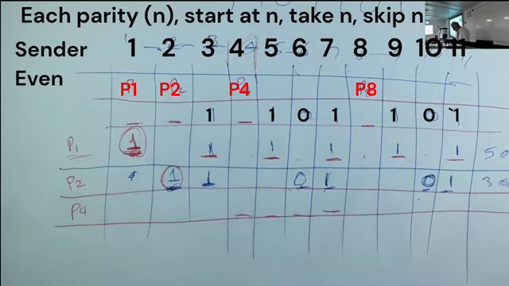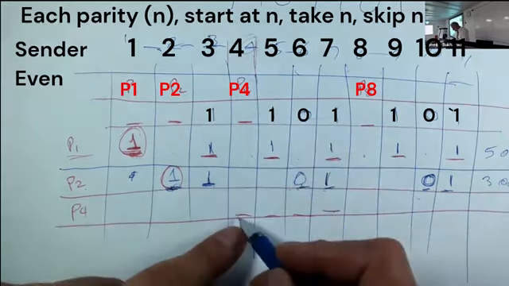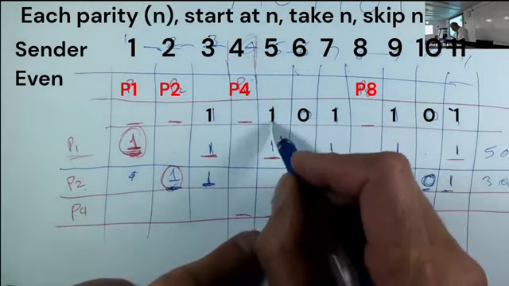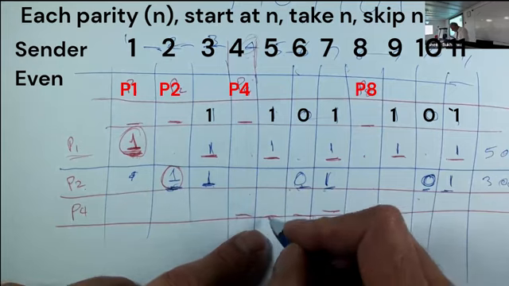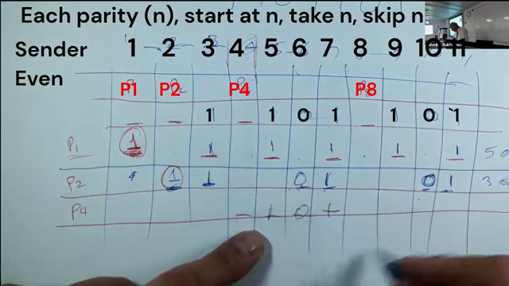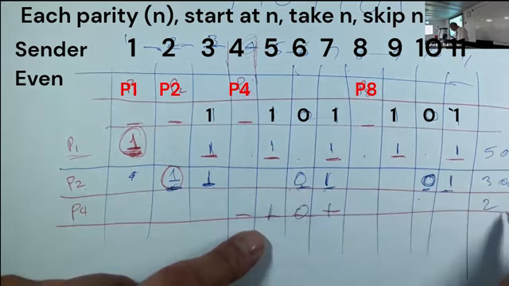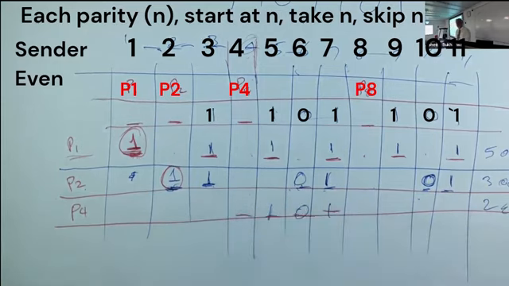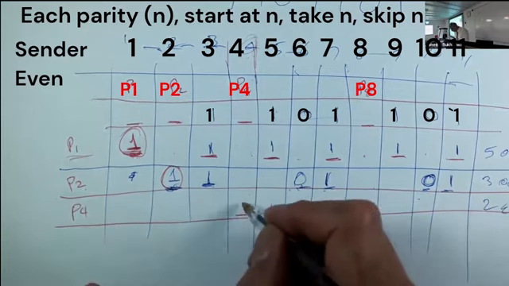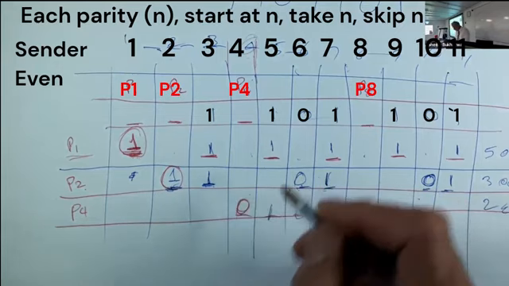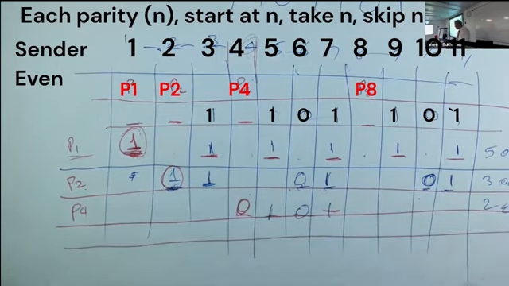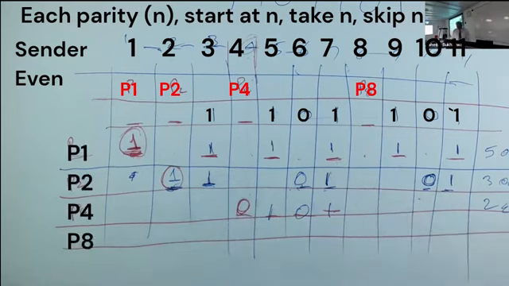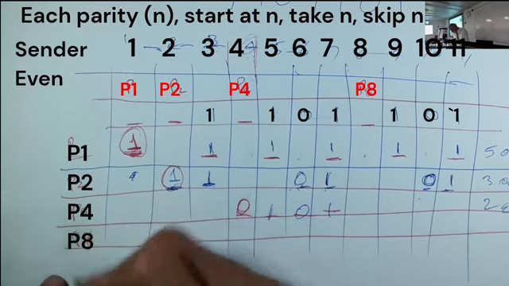So let's fill this. We don't know what parity 4 is, but we have 5, 6, and 7. They're already data 1, 0, 1, and that's 2, which is an even number, so we should add a 0. So this bit 4 should be a 0. All right? Everybody's happy with this? Right, so the next one. What's the next bit? The parity 8.